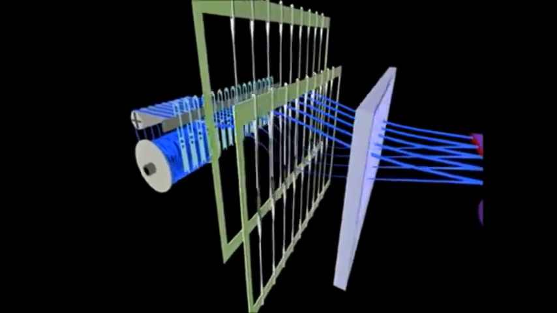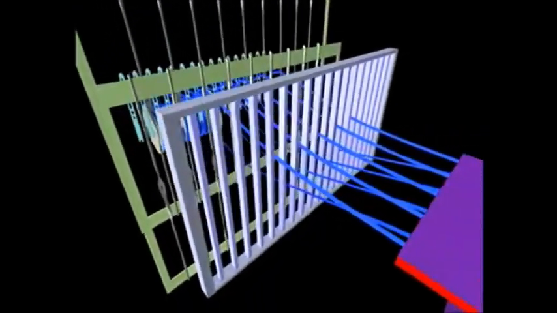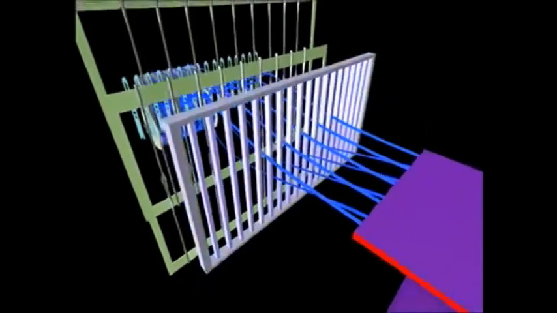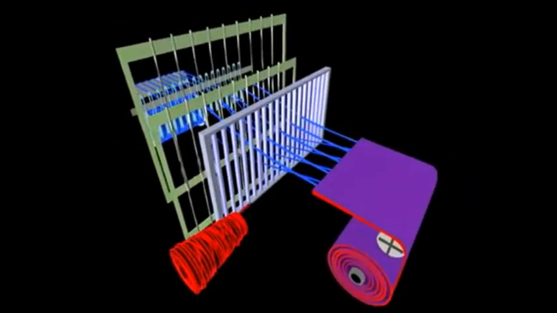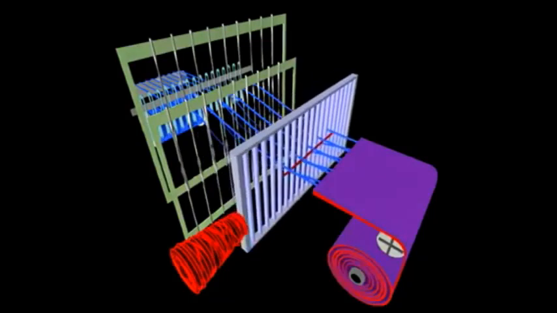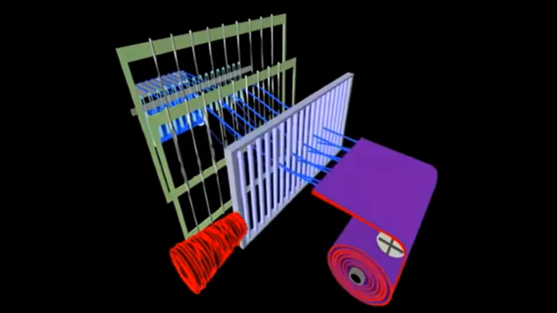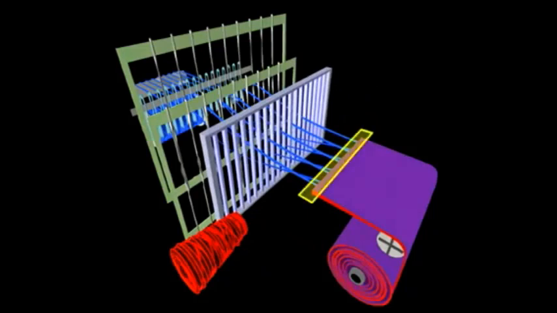The yarns then proceed through the dents of the reed. The reed is a comb-like device that maintains the spacing of the warp yarns, controls the width during weaving, and performs the beating up of the filling yarn into the body of the cloth. The point where the yarn is beaten up into the cloth is called the fell of the cloth. This is the transition point where the yarn becomes fabric.